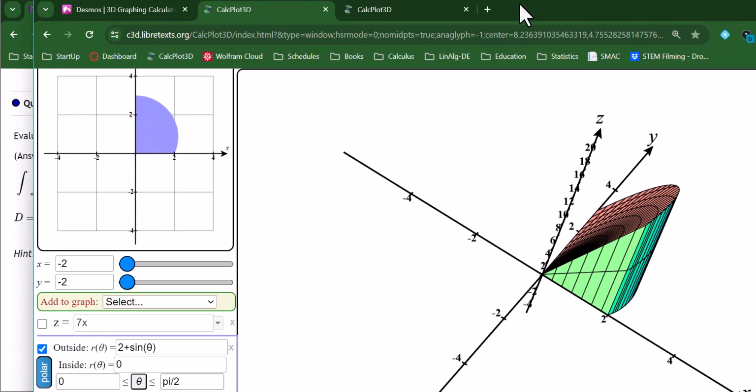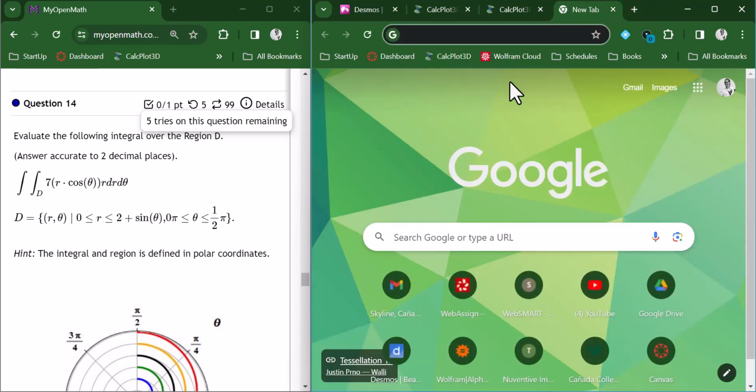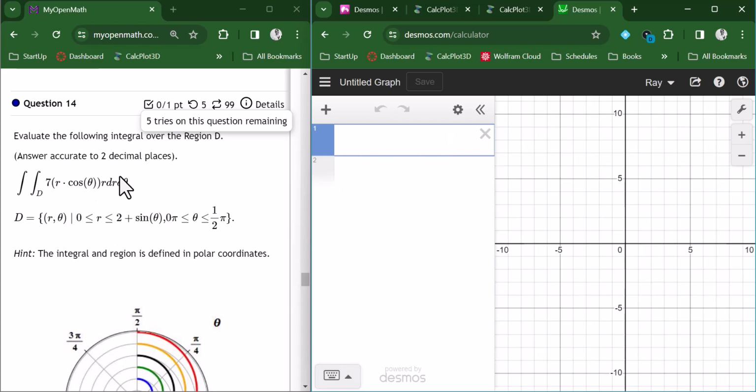If we take a look at this, it's already in polar coordinates and we have the limits, so we simply have to put that into our integrator. You can actually integrate this by hand, of course, but if we throw this in the calculator, it'll be a double integral. So it's going to be integral from 0 to pi over 2, and then another integral on the inside from 0 to, this time it's 2 plus sine of theta.